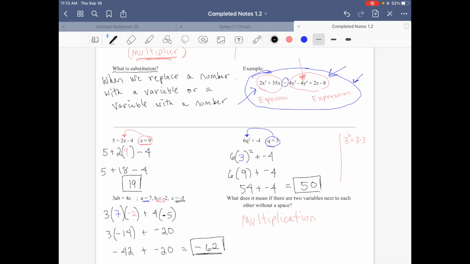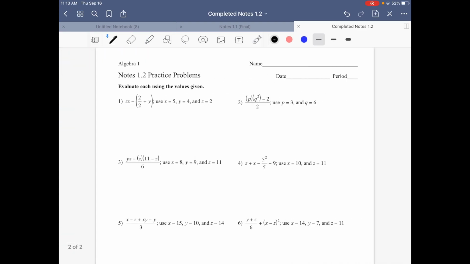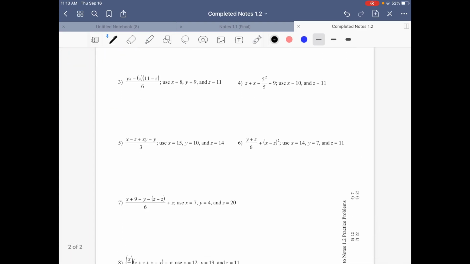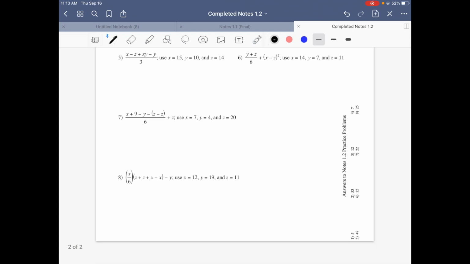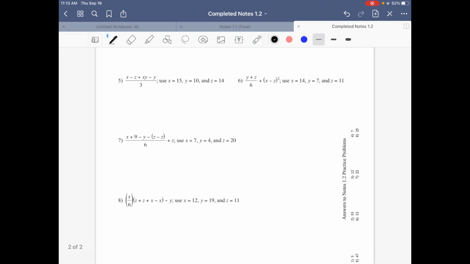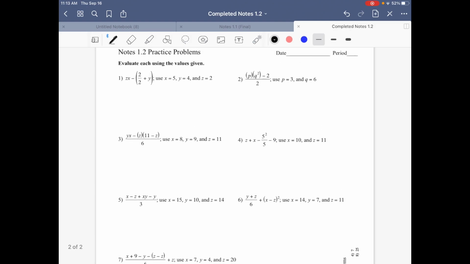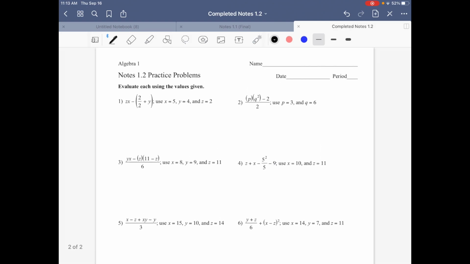So what you are expected to do, you're expected to do these practice problems here, 1 through 8. I've included the answers here, so you should be checking your answers as you go. Just substitute in the numbers, and then after that, it's just your order of operations, which we've been doing for the past couple days.